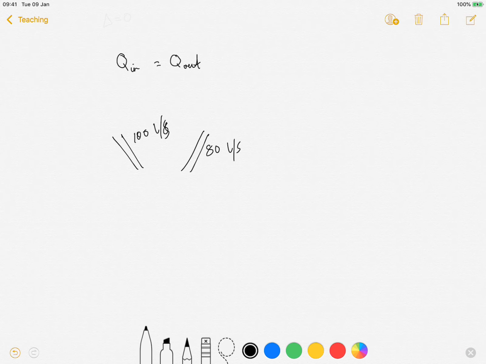And if we have 120 liters per second going out at the bottom, we know that the flow coming out on the right here must equal 60 liters per second. In other words, whatever comes in must go out.